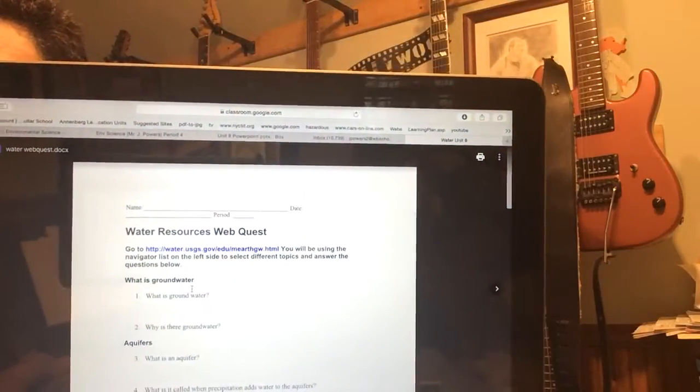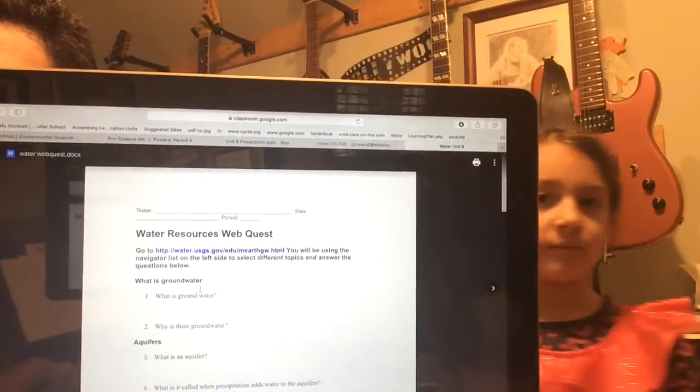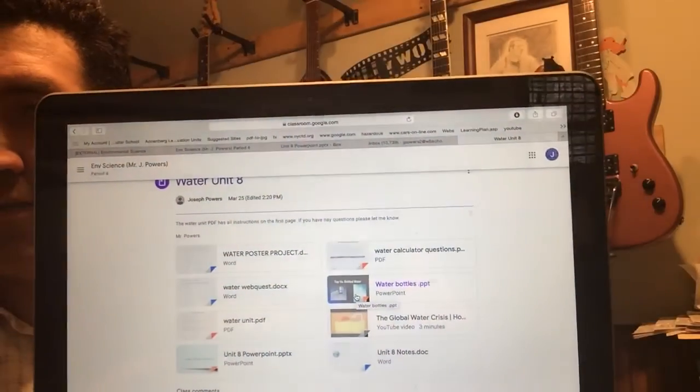And then we're also going to do this water web quest, which is the same type of thing. It's just more about groundwater, runoff, stuff like that. And that's the website as well. And then we did tap versus water bottles. He has more notes with guided notes. There they are.